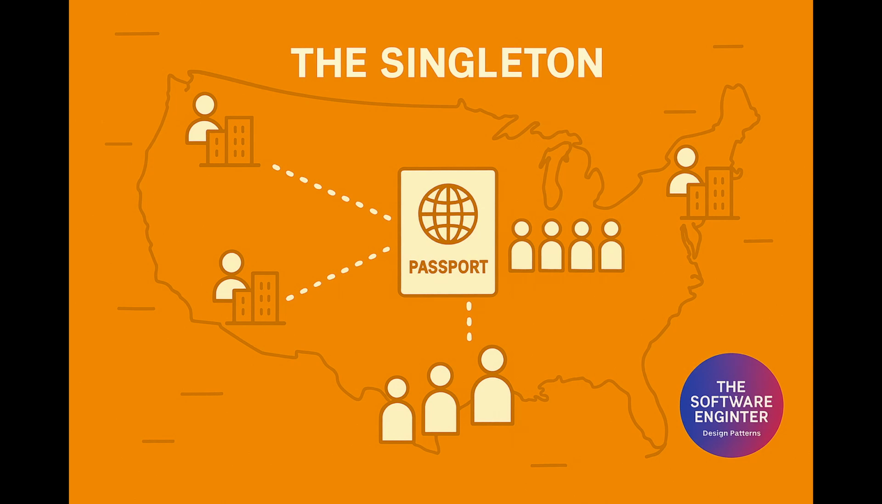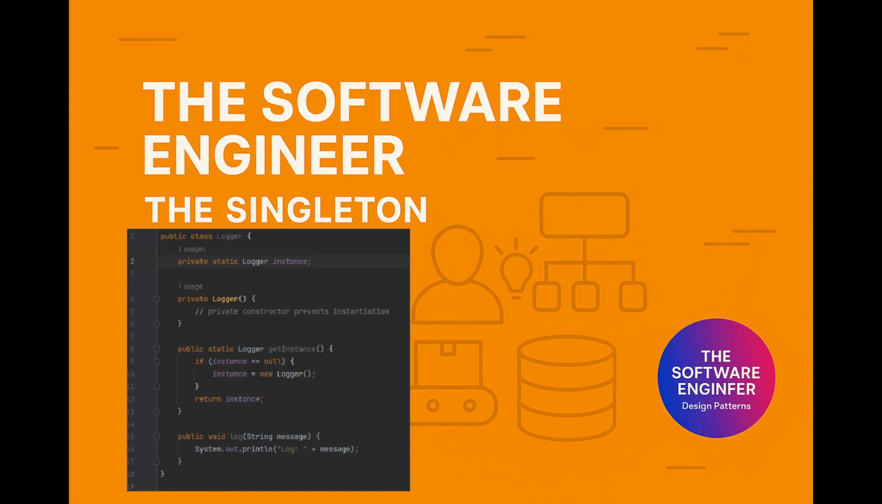Just like in software, you want one and only one instance of a class managing a shared resource. Notice the private constructor. That is the key. It prevents external instantiation. The getInstance method ensures only one logger is ever created. Every part of your app calls logger.getInstance to access the same object.